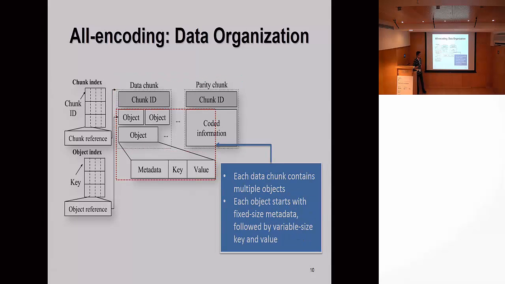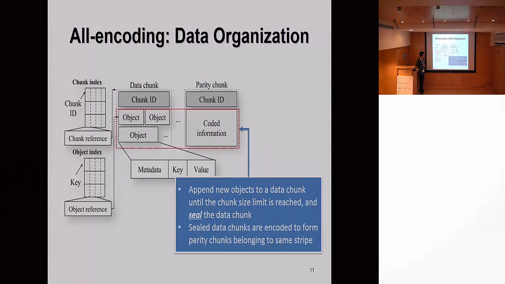So when a new object comes in, we will append this information to the chunks. And when the chunk size limit is reached, we will seal the data chunks. The sealed data chunks later will be encoded to form the parity chunks that belong to the same stripe. I won't go through the details in this talk, but you can refer to the paper. The thing is how we generate this coded information.